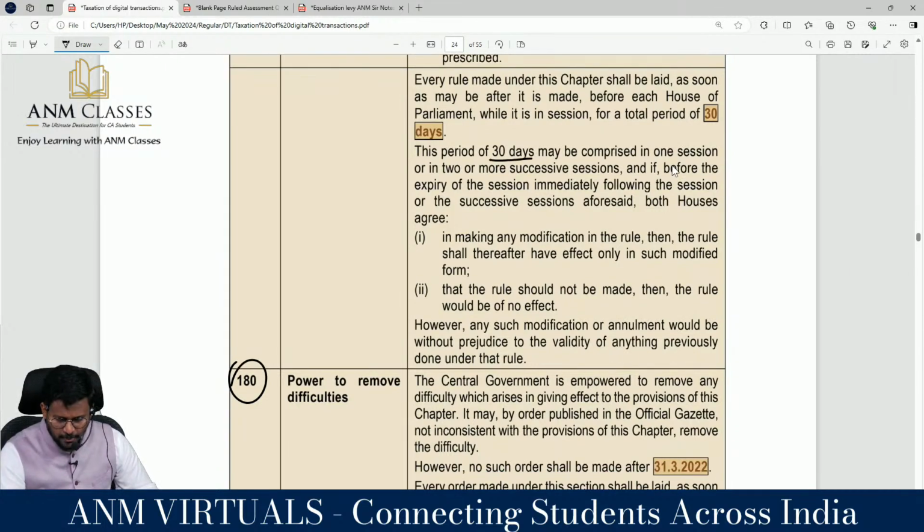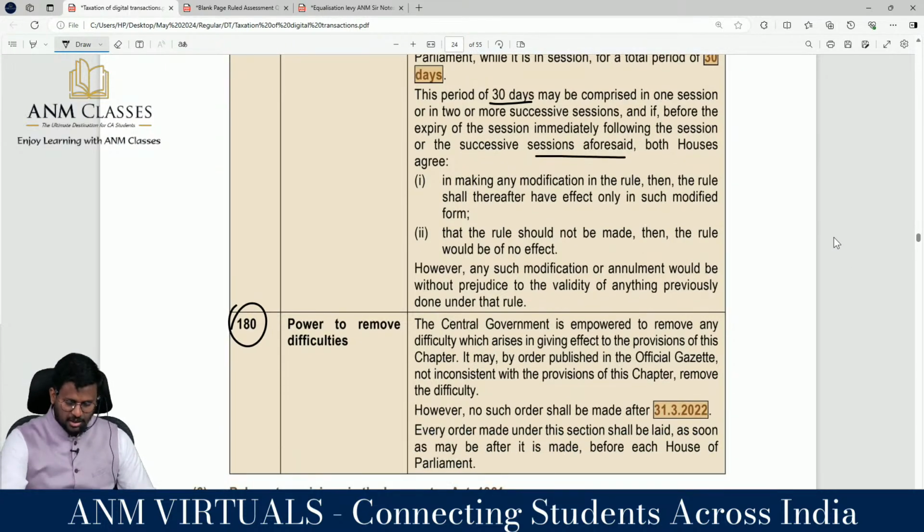This period of 30 days may be comprised in one session or in two or more successive sessions. If before the expiry of the session immediately following the successive sessions aforesaid, both Houses agree in making any modification of the rule, then the rule shall thereafter have effect only in such modified form. If the rule should not be made, then the rule would not have effect.